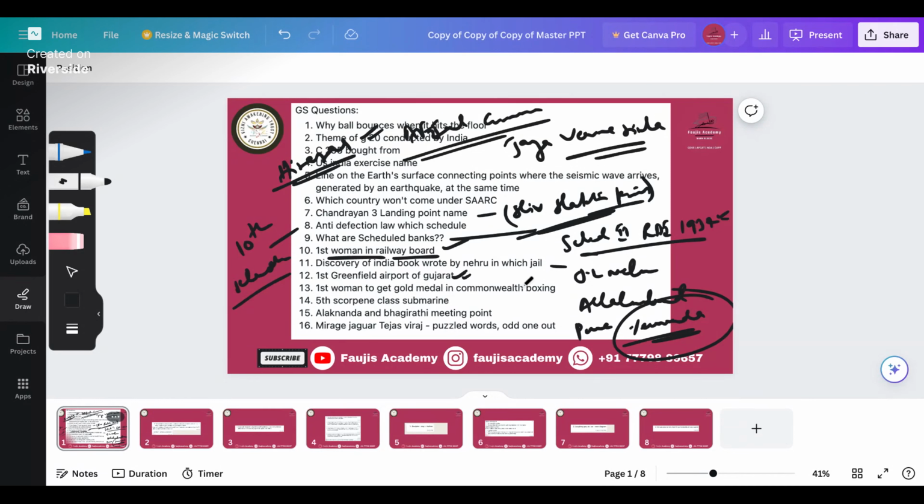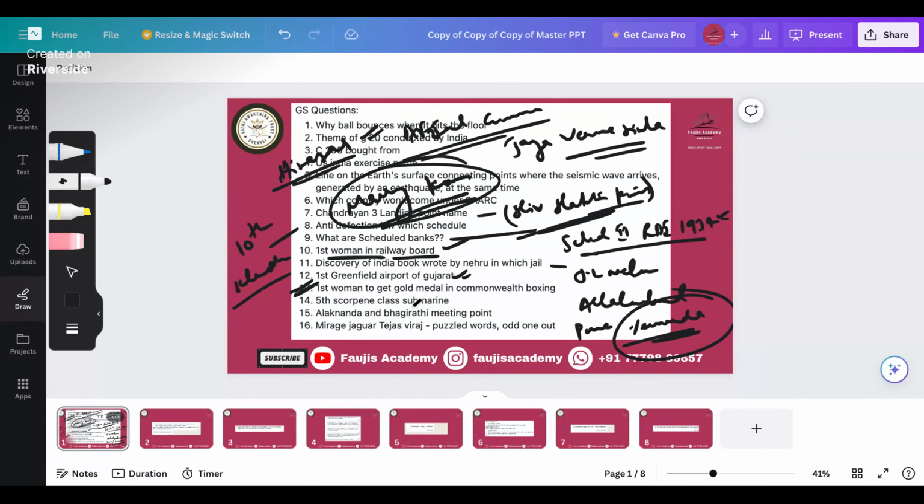Indian women to get gold medal in Commonwealth boxing. The answer to this question is none other than Mary Kom. There has been a movie by Priyanka Chopra regarding this as well. Okay, Mary Kom, everybody knows it. She has been a role model for Indian girls, for Indian sports and everything. She has literally been the flag bearer, even in the Commonwealth as well. Okay, so question number 13 done.